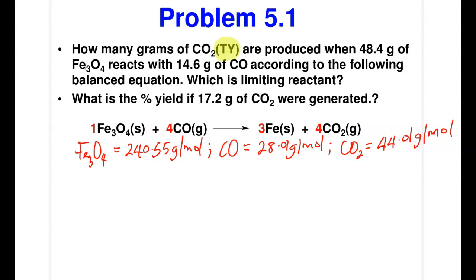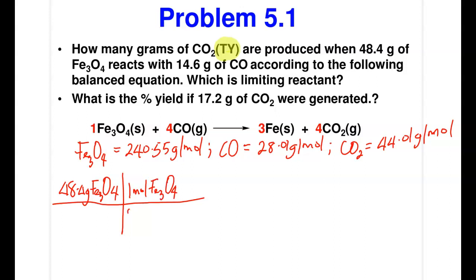We start with Fe3O4. It's going to be 48.4 grams of Fe3O4. We want to convert this to moles. So 1 mole of Fe3O4 will give me 240.55 grams of Fe3O4. We go to the next page. What's the mole ratio?